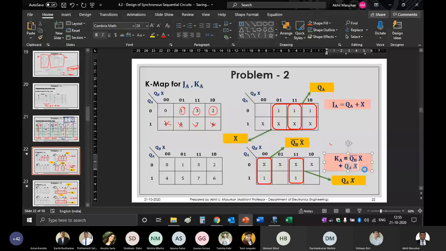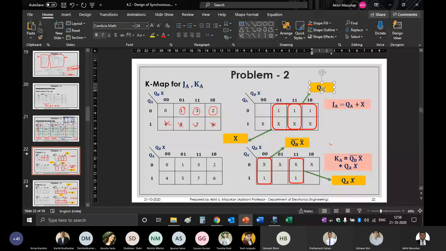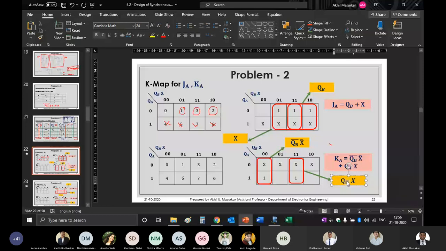Hello, sir. Yes. Sir, in case of JA, it should be QB or X, right? It should be QB, right? QB. And this is right. That is right. And here also you will get QB and X, and QB and X. Is that okay?